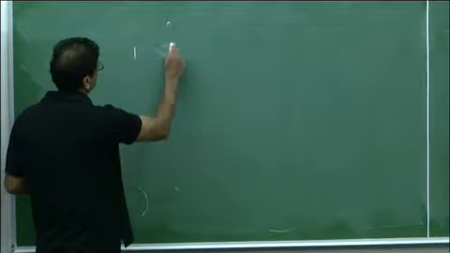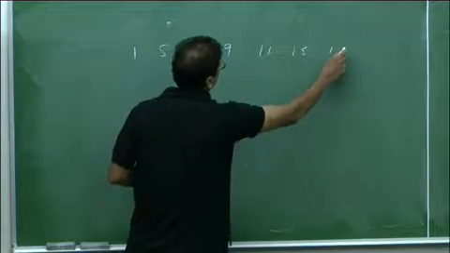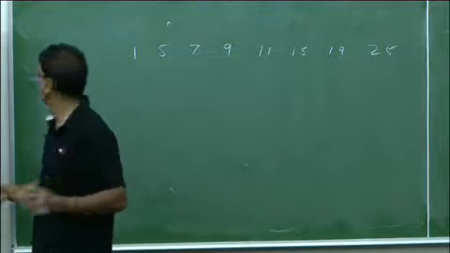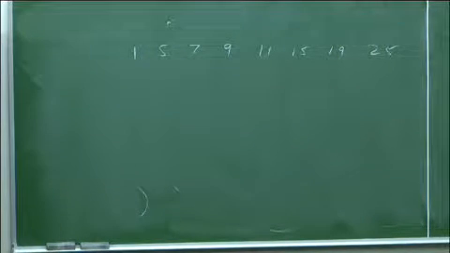All right. So now suppose you have a sorted sequence 1, 5, 7, 9, 11, 15, 19, 25. Okay? So you have a sorted sequence. In this case, the sequence is of length 8, but it could be a sequence of length n. And suppose I say search for number 10 in this sequence. Does 10 belong to this sequence or not?